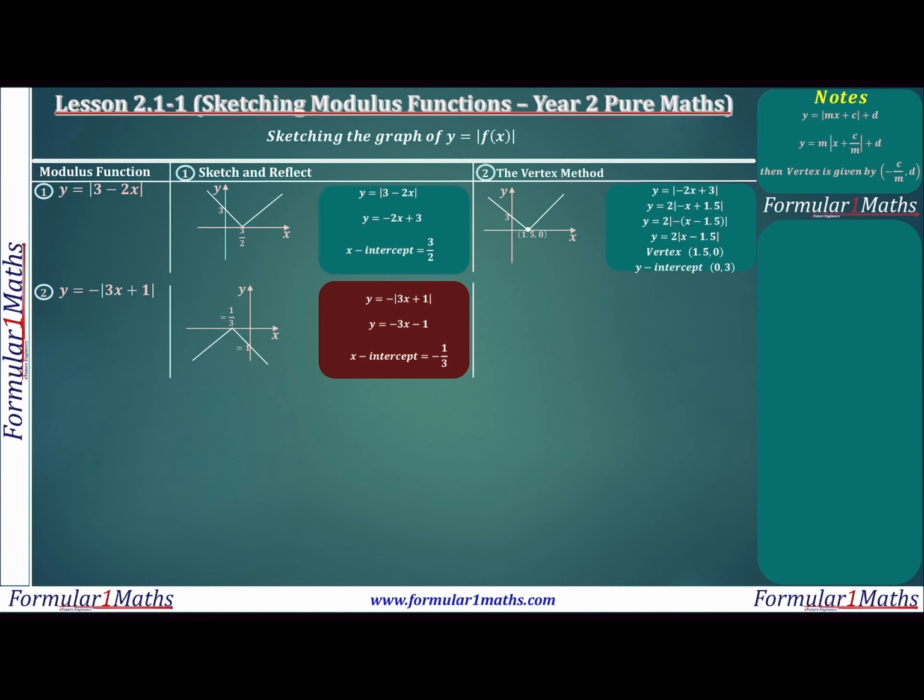Now let's use the vertex method for this particular question. So I've got my axis and I've got this to deal with.